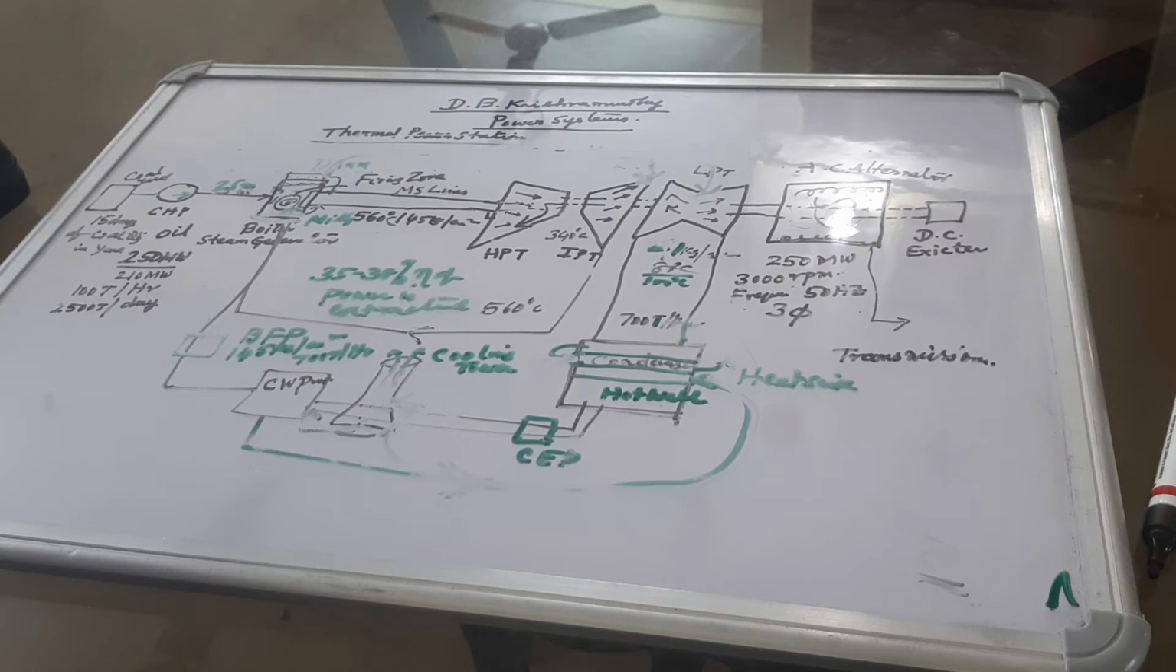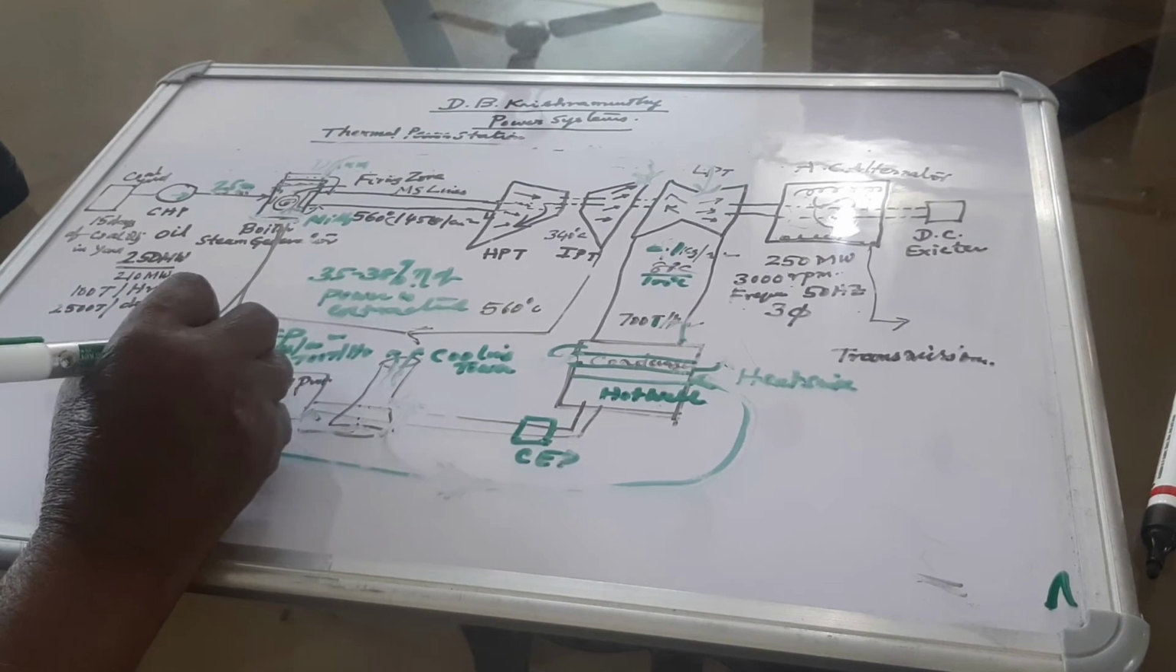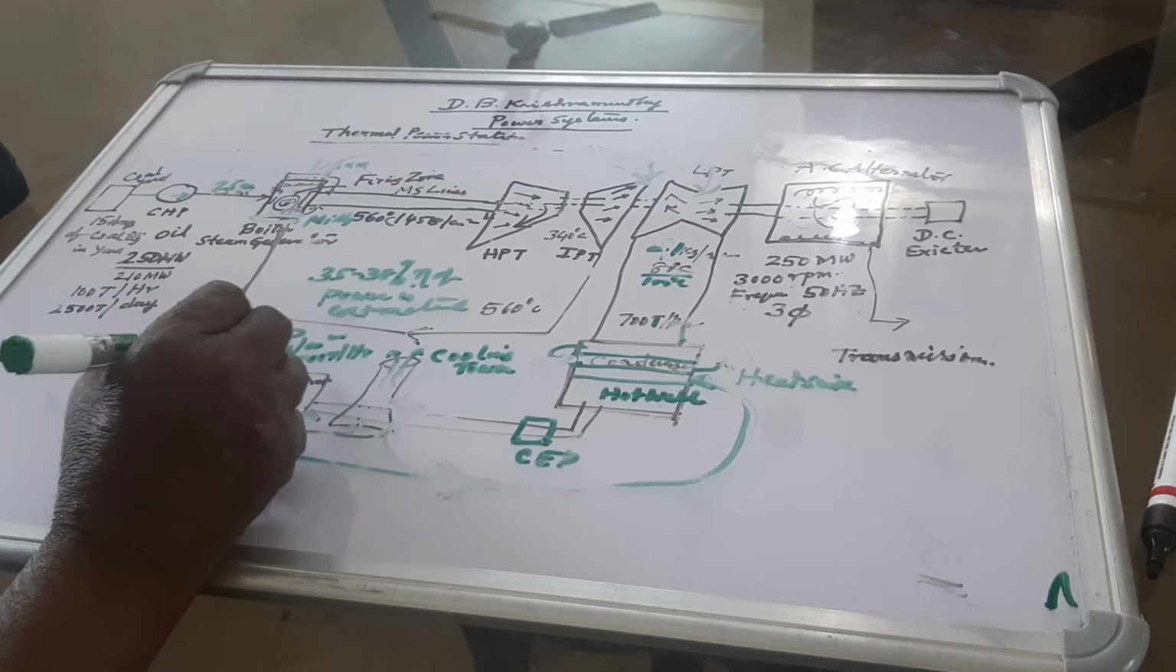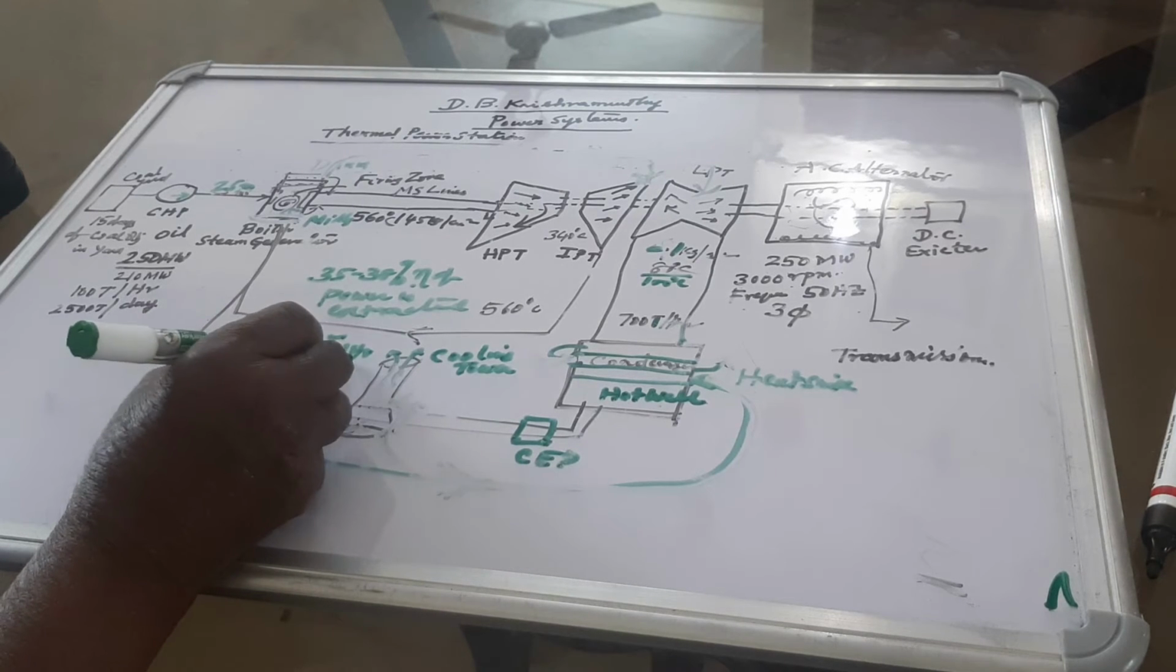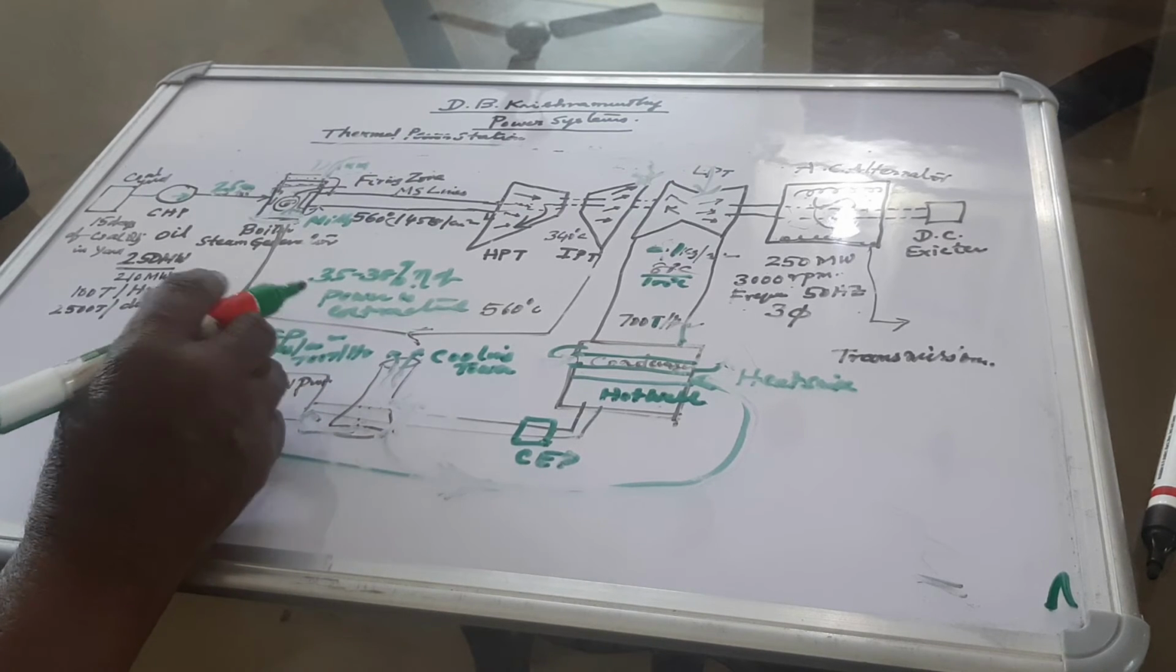In this, BFP means boiler feed pump, which pumps water to the turbine at the rate of 700 tons per hour and 145 kg per centimeter square.